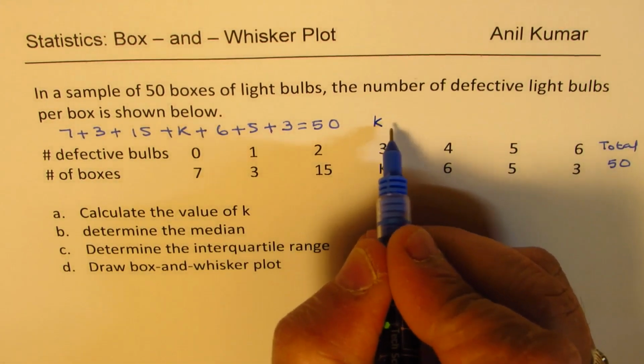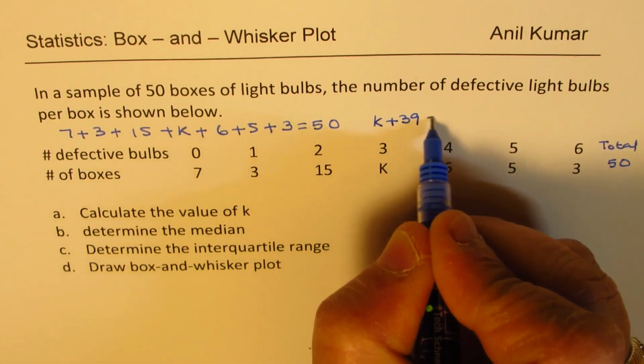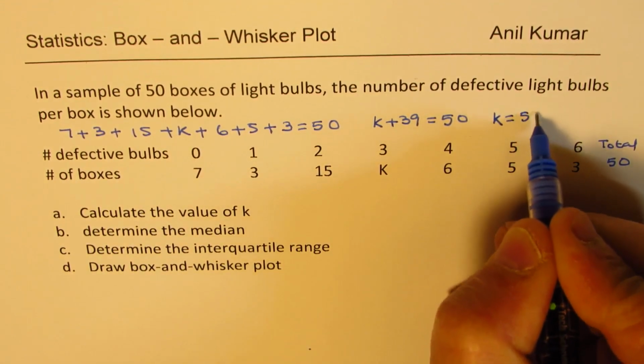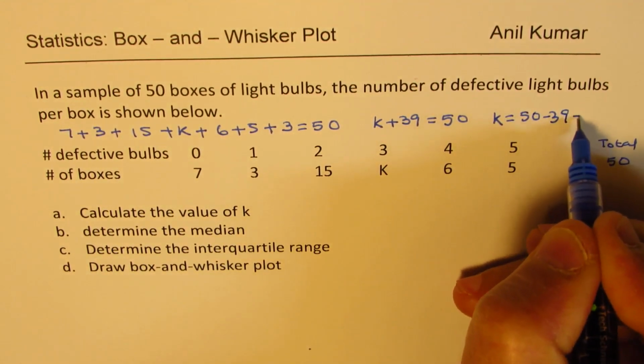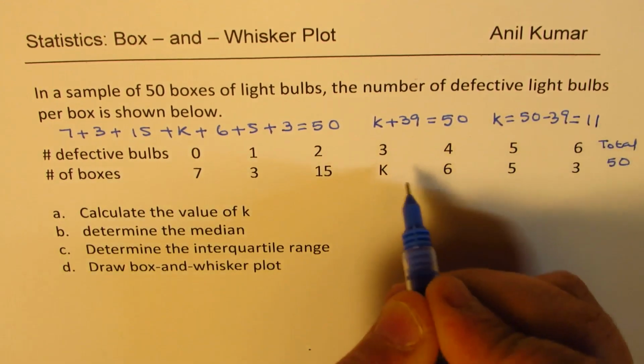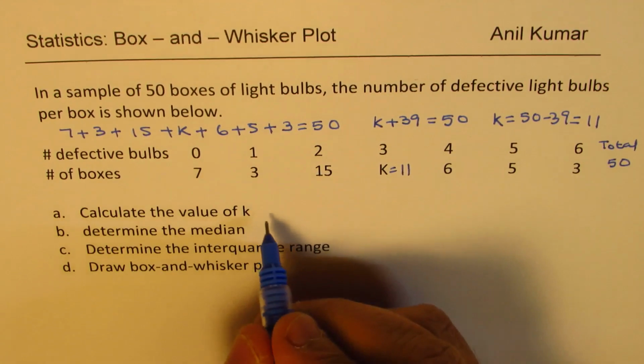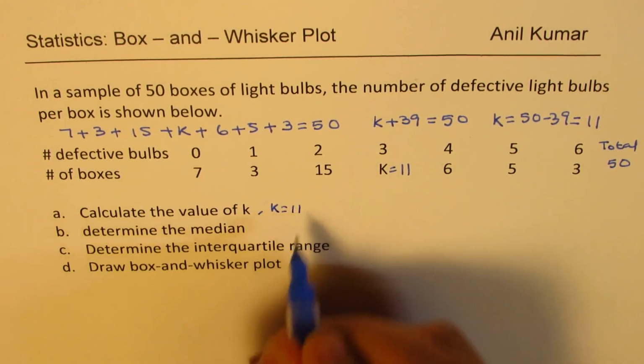So that gives you K plus 39 equals 50, or we can say K equals 50 minus 39, and that gives you the value of 11. So we get K equals 11. So that's our first answer, which is K equals 11.